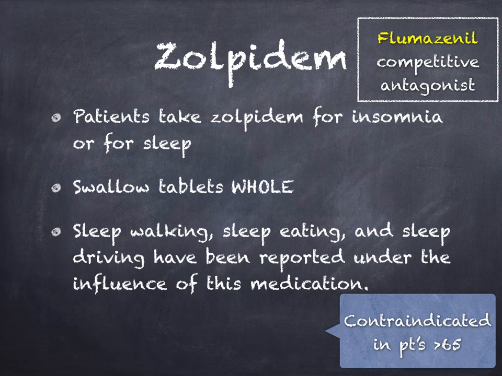Zolpidem is a non-benzodiazepine. It produces central nervous system depression by binding to GABA receptors. GABA is a neurotransmitter of the brain and moderates central nervous system activity. By depressing the activity of GABA, benzos decrease the stimulation of the central nervous system, and the brain allows for the patient to rest or sleep. Patients take zolpidem for insomnia or sleep.